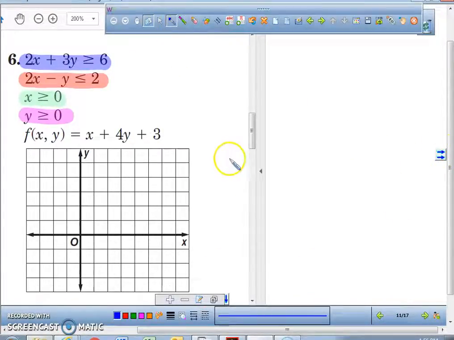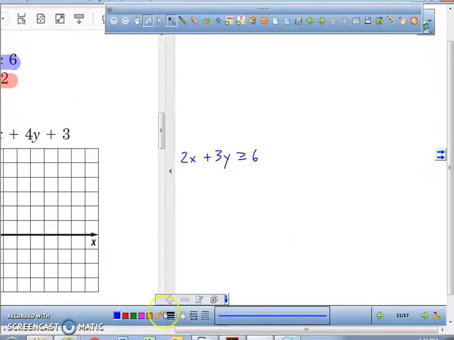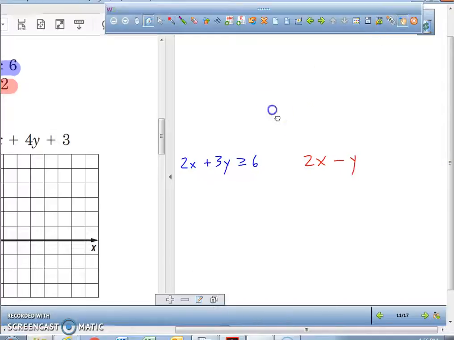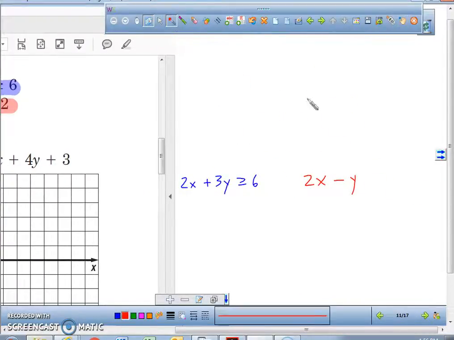Why? Because we have standard form in both. Our first sets of inequalities are in standard form, and we need to change them to what? Y equals mx plus b. Right, exactly. Slope-intercept, right? All right, less than or equal to 2.